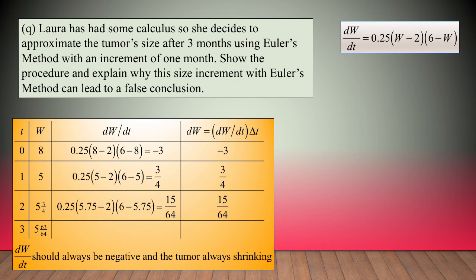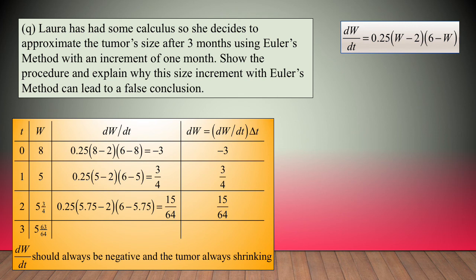Our dw/dt is 0.25 times 5 minus 2 times 6 minus 5, and that is equal to 3/4. And therefore dw is also equal to 3/4. So in month 2, w is equal to 5 plus 3/4, which is 5 3/4. dw/dt is 0.25 times the quantity 5.75 minus 2 times 6 minus 5.75, which is 15/64, making dw 15/64. And now when we move to month 3, we get w is 5 3/4 plus 15/64, and that becomes 5 63/64 centimeters.